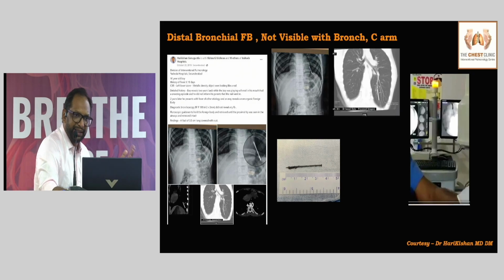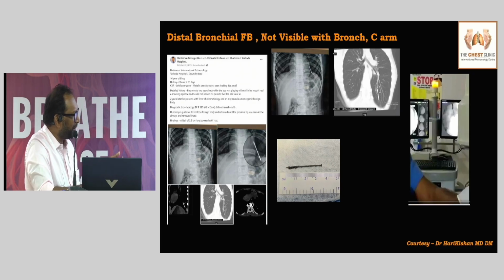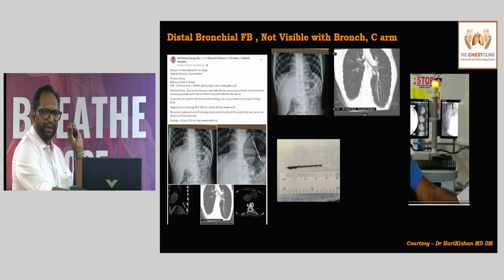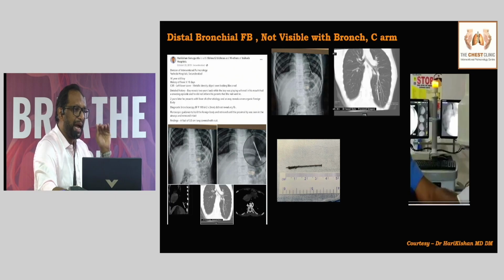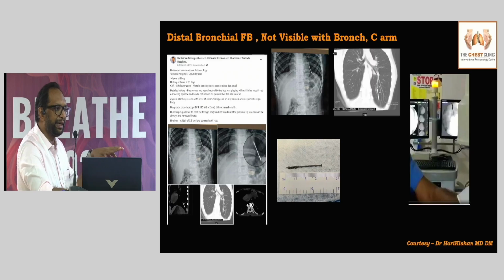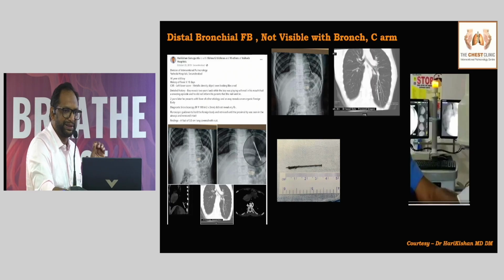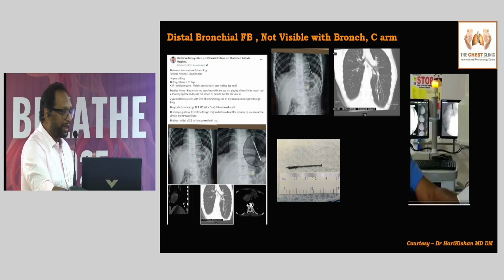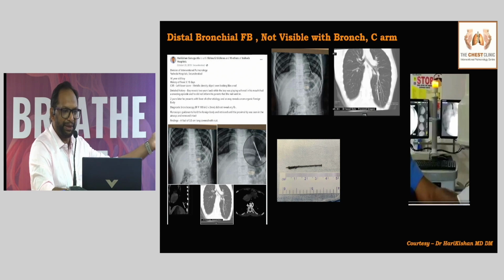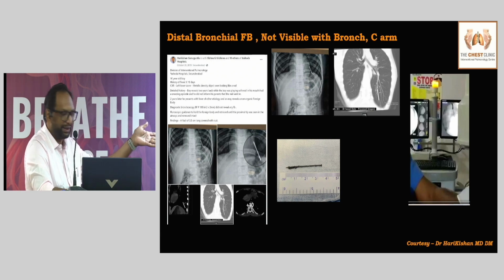The technique we need to follow in this case is to use a C-arm, and it is not so easy. First you have to read the CT scan properly and identify the culprit bronchus. Once you identify the culprit bronchus, looking at the C-arm, you have to go inside and try to hold the foreign body with your regular forceps, and it is not an easy job. You can't see anything in the airway. What you can only see is the two-dimensional image in a C-arm. It is a challenging case.